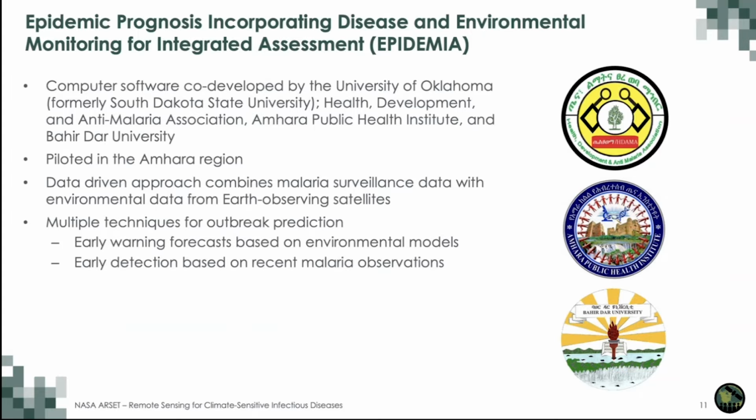And we use data-driven approaches linking malaria surveillance data to environmental data from NASA satellites. And we also combined a couple of different techniques for outbreak prediction. So those included early warning forecasts, like I showed you earlier, based on tracking weather fluctuations and then making predictions based on those. And then also early detection based on recent malaria observations. I'll show you this a little bit later. With the early detection, it gives us another way to look at the data where we can also potentially detect malaria outbreaks that are not related to climate.